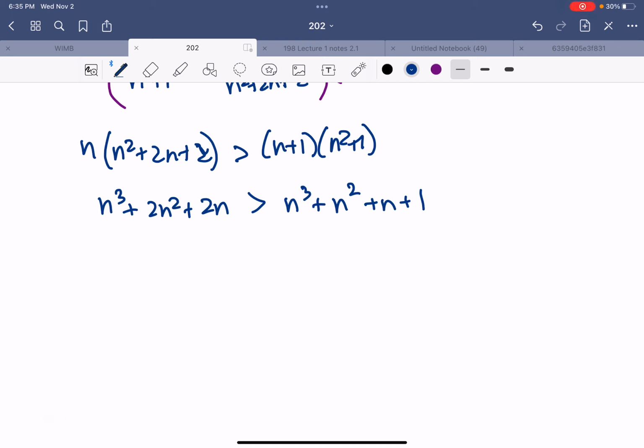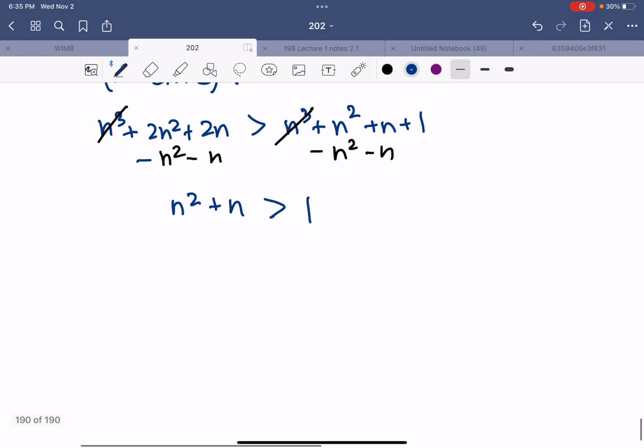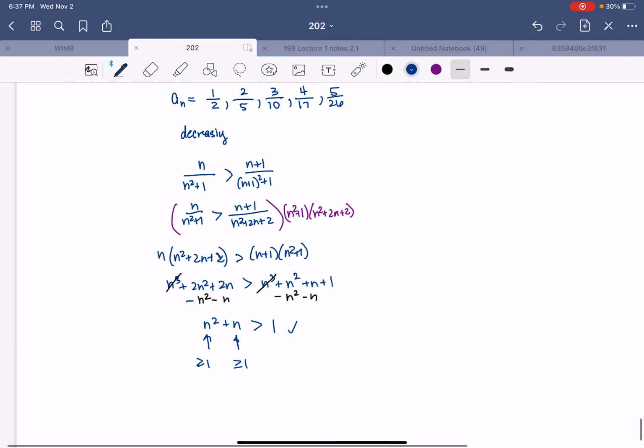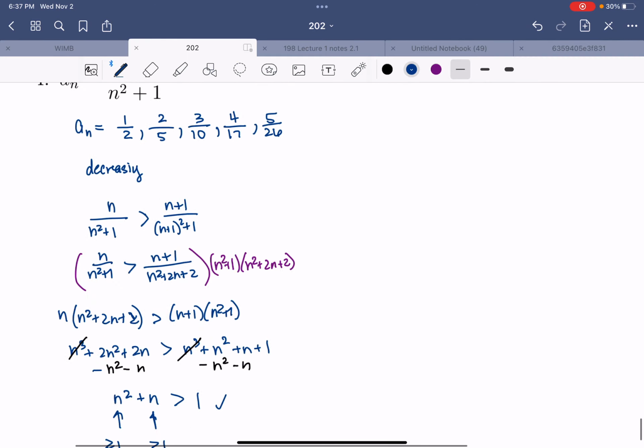And what you can see here is that the n cubed cancels. I can subtract an n squared and an n. And you end up with n squared plus n is greater than 1. And that's going to be true because n is greater than or equal to 1 and n squared is greater than or equal to 1. So when you add them together, they have to be greater than 1. So that's a true statement. So we know that it is decreasing, which means it's monotonic, and we just need to bound this.